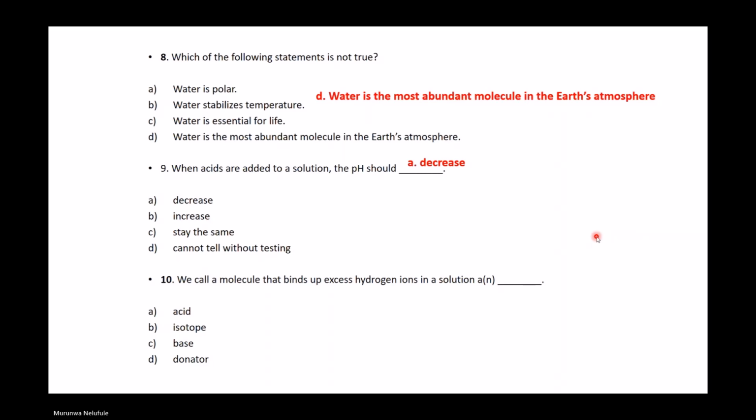C. Acid. Anybody else? Anyone else? The answer is A, acid. Anybody else? I think it's a base because an acid donates, it doesn't bind. One last person before we proceed. I think it's C, sir. You think it's also C? I think you are right. It's C. We call a molecule that binds up excess hydrogen ions a base.